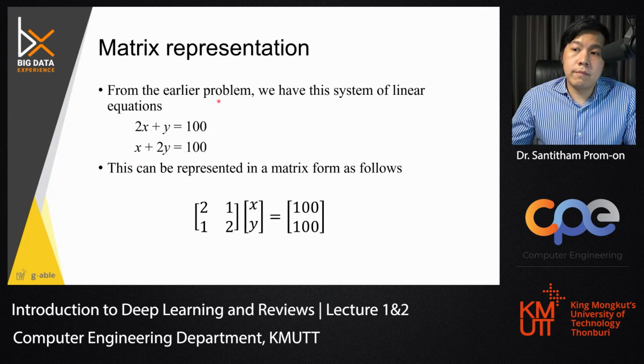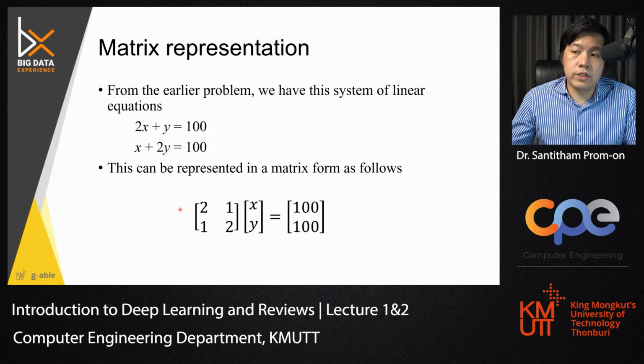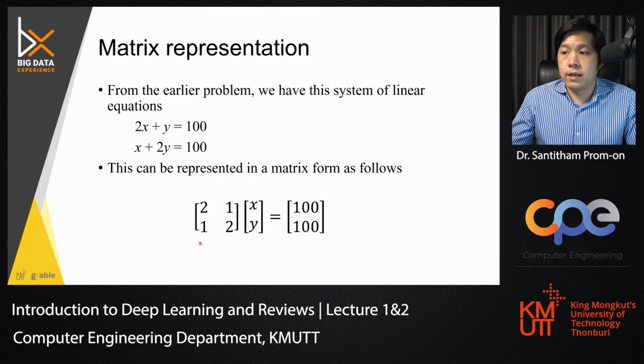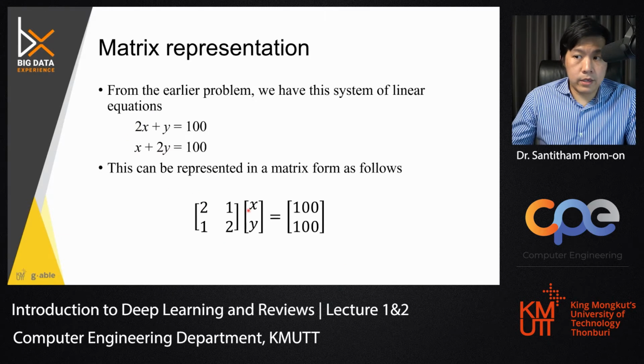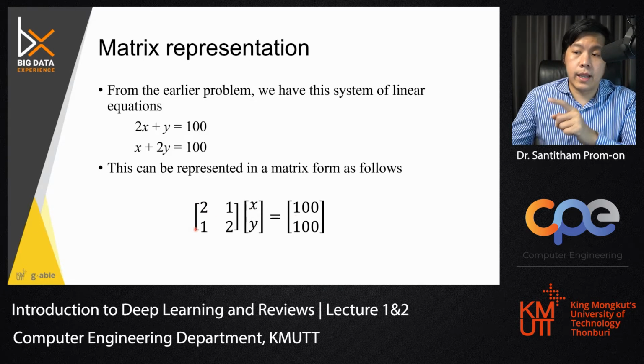Solving a system of linear equations would yield different results depending on the order of the equations that you have, right? Or the order of the coefficient matrix that you have. You can represent the system of linear equations in this matrix form, okay? Like multiplying 2, 1 by x, y, you get 2x plus y equals 100. And down here is x plus 2y equals 100, okay?